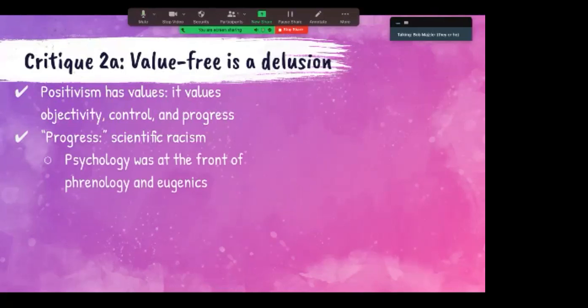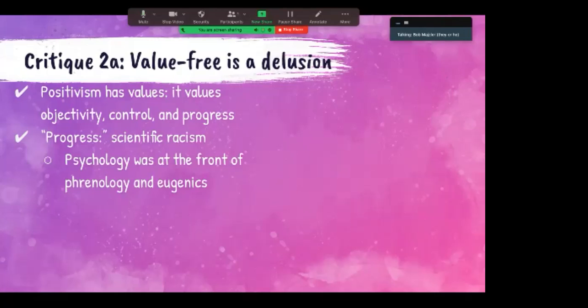And we can see the ways in which psychology was at the front of phrenology and eugenics. Phrenology is this pseudoscience that said that you can measure a person's head size and cranial capacity, and that you can therefore tell what their brains are made up of. Eugenics is this idea that certain genes are good and other genes are not, and then practices of forced sterilization and a really ugly history connected to that in the United States and across the world.